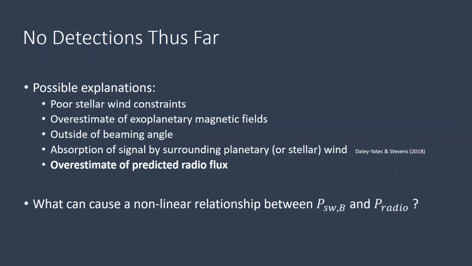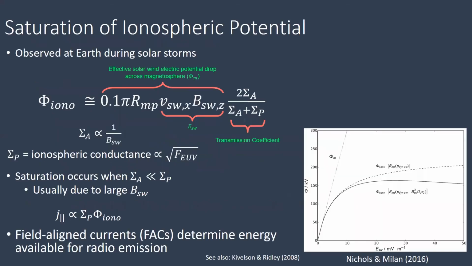That leads to the question of what can cause a nonlinear relationship between the solar wind and the resulting radio signal. That brings us to saturation effects, which was just brought up in the past talk, as you increase UV. In terms of Earth, we look at it as the saturation of the ionospheric potential. It's observed at Earth not during normal solar wind conditions, but during solar storms.